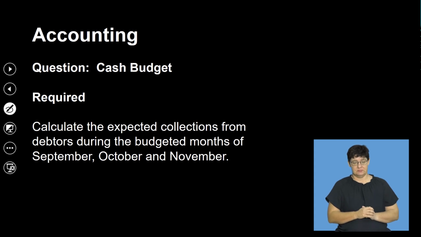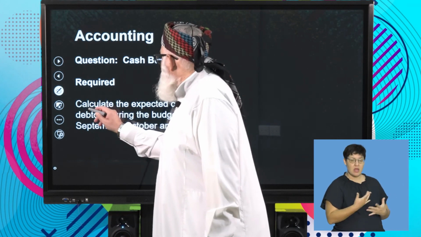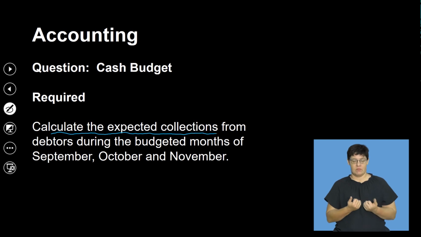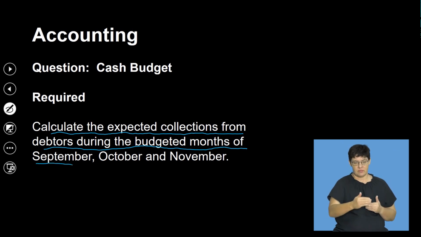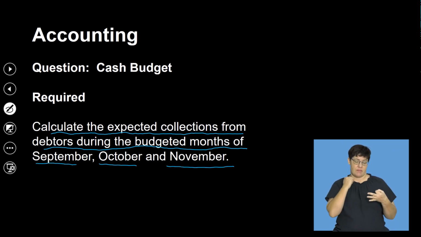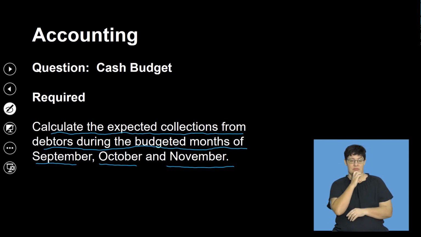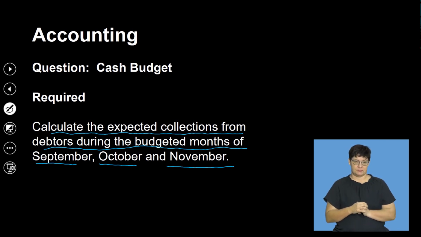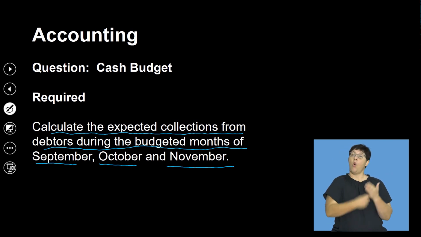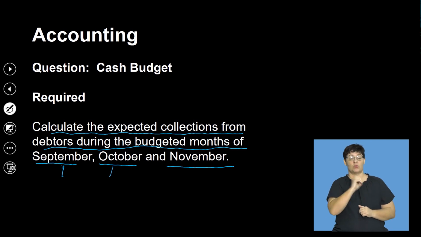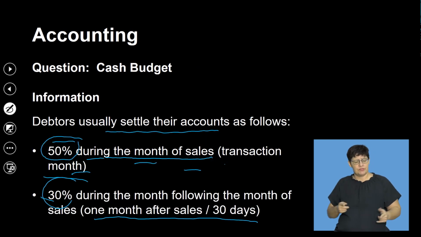Now, what is required of us? Based on that information, we are required to calculate the expected collections from debtors during the budgeted months of September, October, and November. So you're drawing up a budget for September, October, and November. But once again, what I want you to see is that you do not only focus on September, October, and November. Why not? Because, let me just show you the previous slide, just to make you aware of what we are saying.